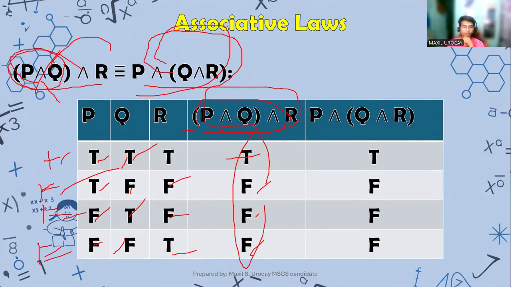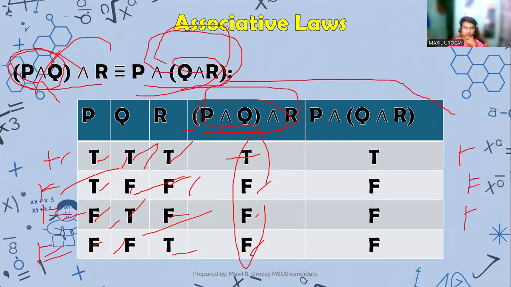Now let's calculate the Q and R first. Q and R: true and true will become true, and then false and false will become false, and then true and false will become false, and then false and true will become false also. We're done with the Q and R. We'll begin to combine that with the P. So P and true becomes true. True and false will become false, and false and false is false. False and false is false.